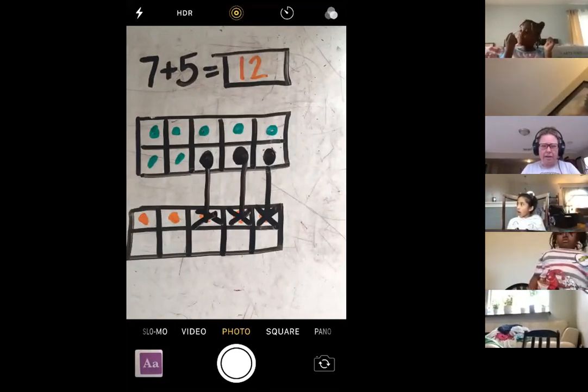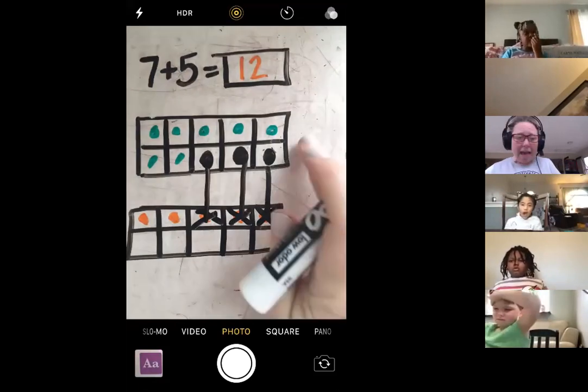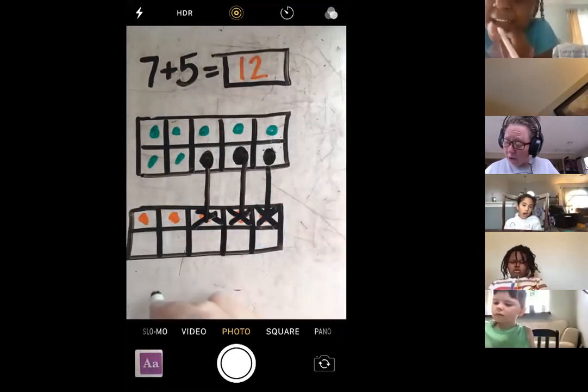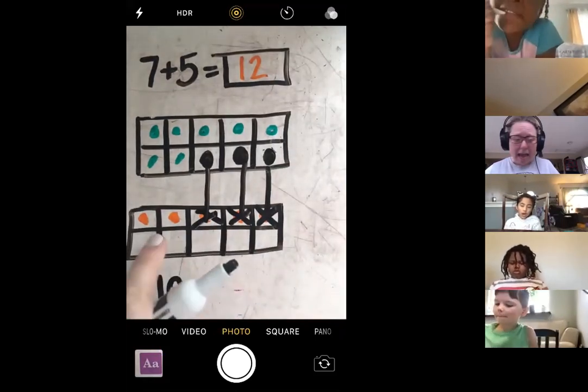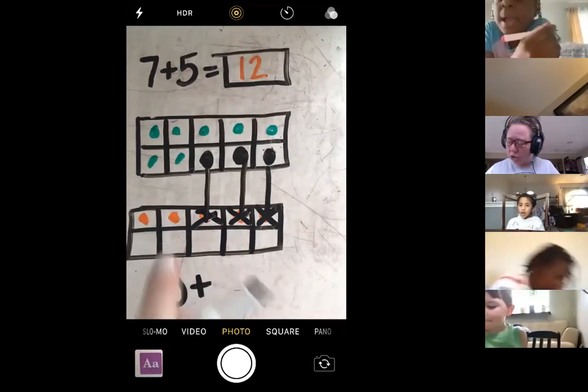12. All right. So now let's see if we have the same answer. Do we have a full 10 frame? And 7. Yes. So our equation is going to be 10 and how many more? 2.